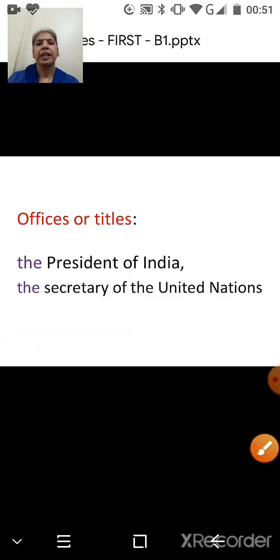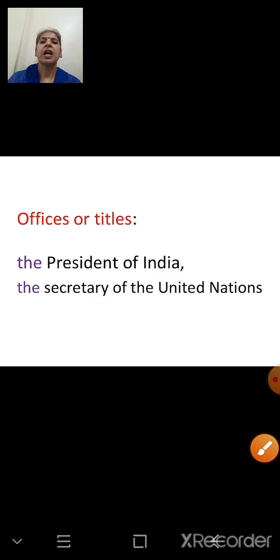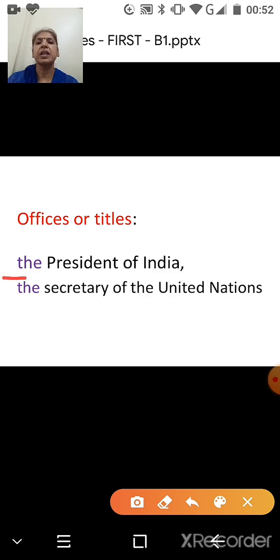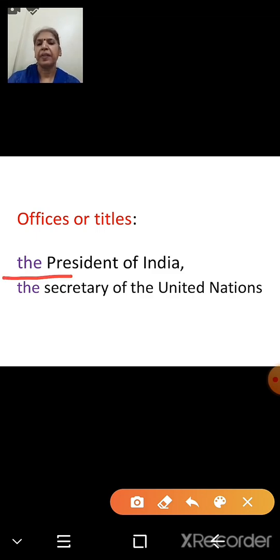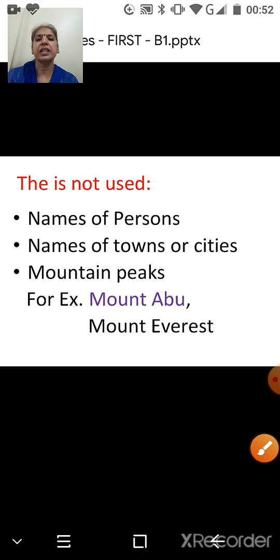Even offices or titles. For example, President of India. So we say the President of India. The Prime Minister of India. You know who is the Prime Minister of India? Yes, who is he? He is Shri Narendra Modi ji. So the President of India. The Secretary of the United Nations. So with an office's title, the article the is used.